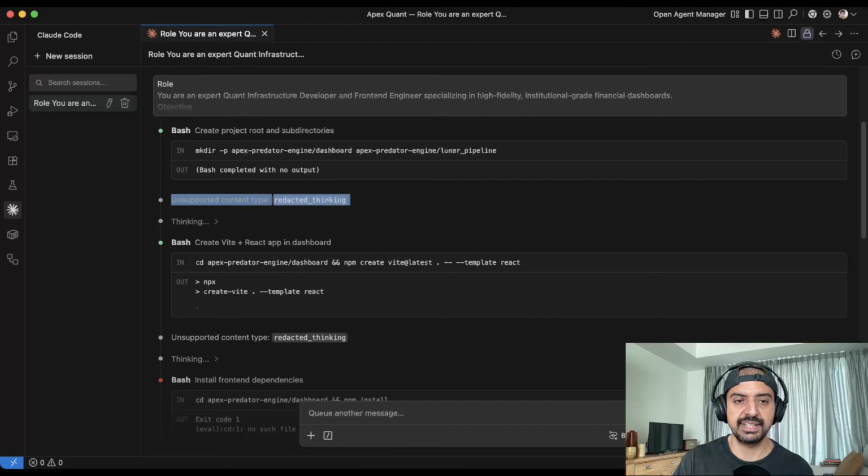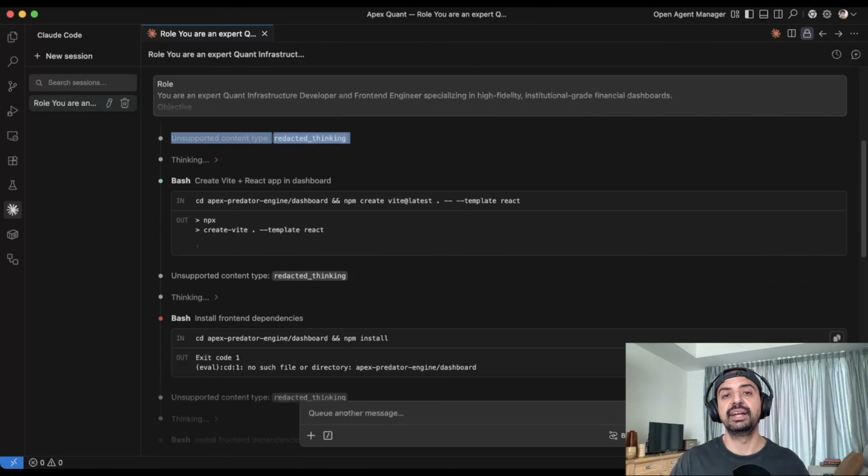It's now creating Vite and React for the dashboard that you're going to see. And it's building out all the front-end dependencies. It's going to build the logic. It's going to build the formulas, everything that I discussed and everything that Luna talks about in the article.